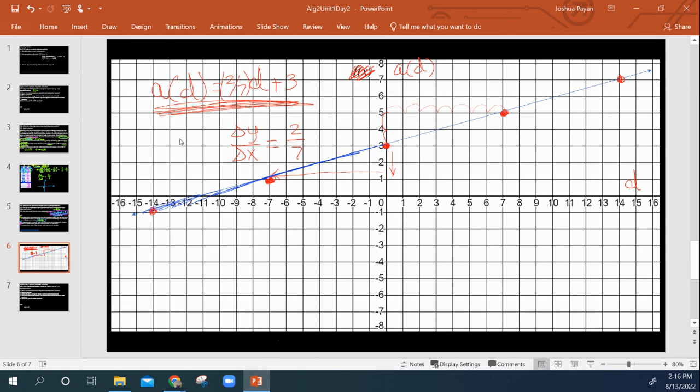So here's our line, and this line would be representative of this linear function. Okay, so there you have it. That's how you graph two variable linear equations.